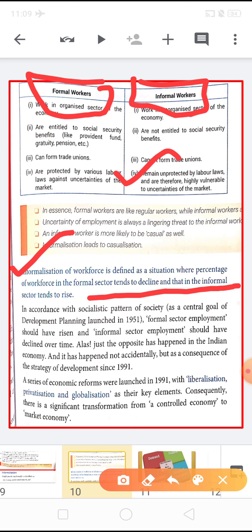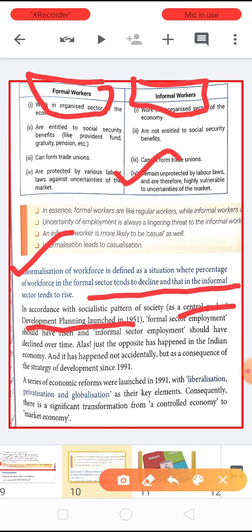So children, we can see that in accordance with the socialistic pattern of society as a central goal of development planning, the formal sector's employment should have risen and informal sector employment should have declined over time. A series of economic reforms was launched in the year 1991 with liberalization, privatization, and globalization as the key elements. Consequently, there was a significant transformation from a controlled economy to a market economy.